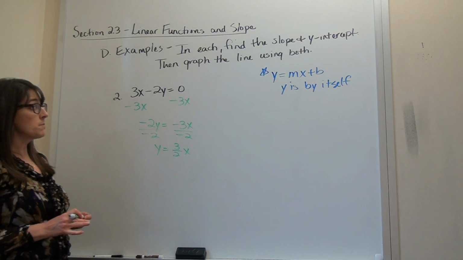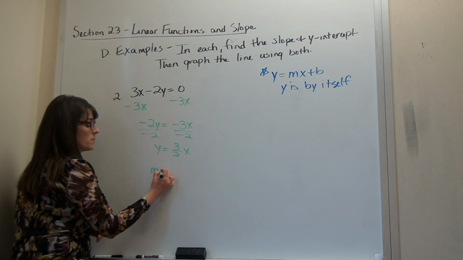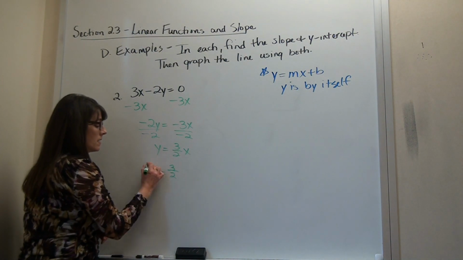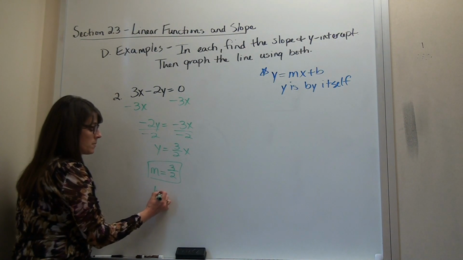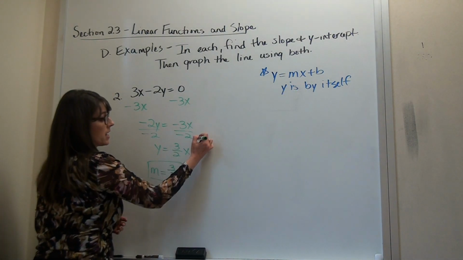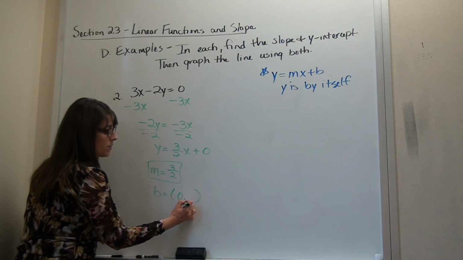So now the y is by itself, like we said before. I can pull out that slope, I can pull out that y-intercept. So when the y is by itself, the slope is the number right in front of the x, and the y-intercept is going to be whatever is being added to it. And remember, we said that we were actually adding a 0 over here. So my y-intercept is going to be (0, 0).